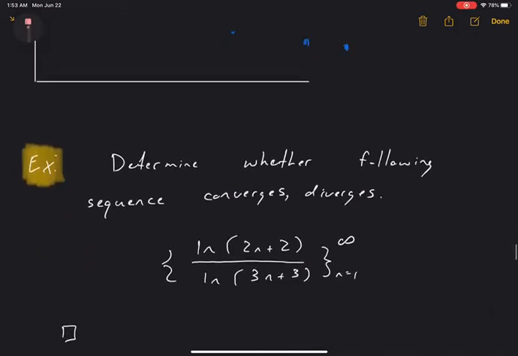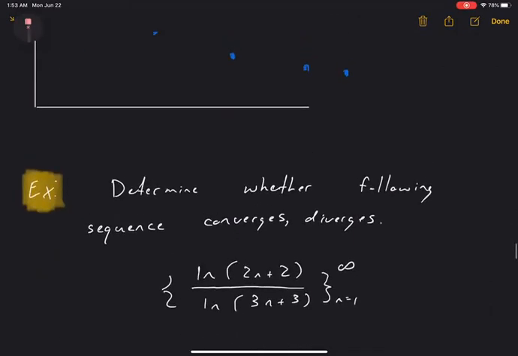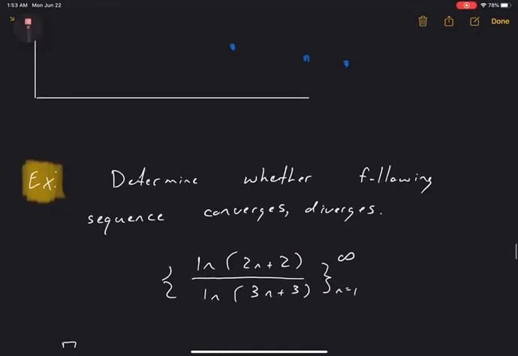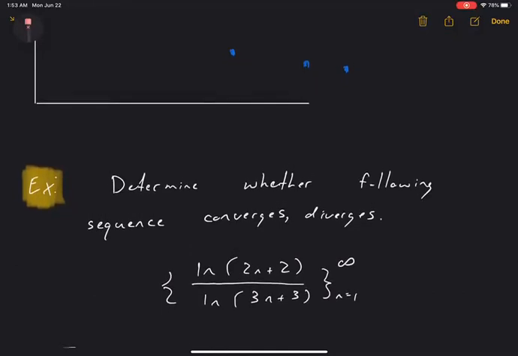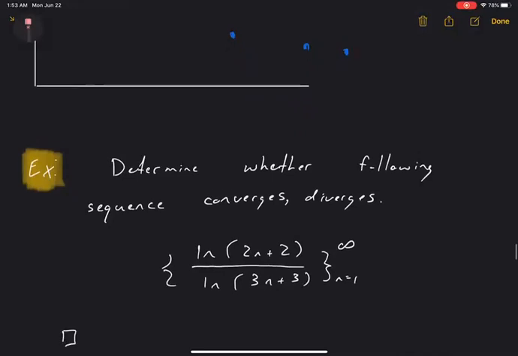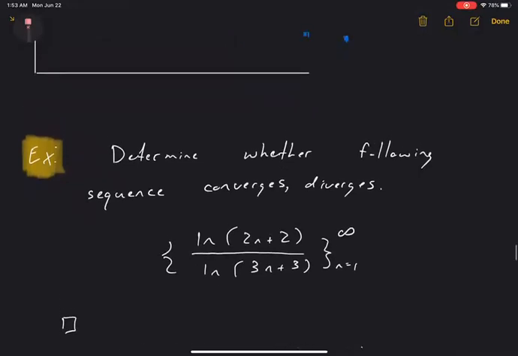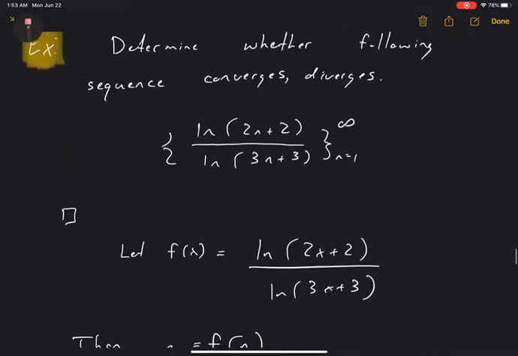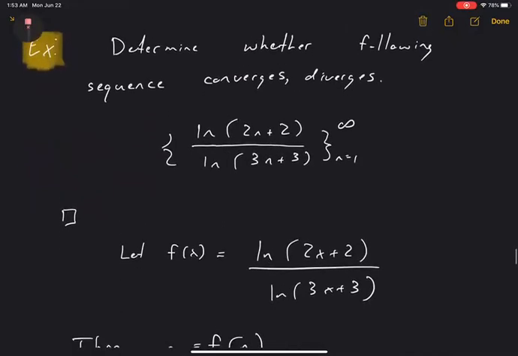So let's determine whether this sequence has a limit or not. Let's determine whether it converges or diverges, which is going to be most of your problems from this section. So this looks really complicated, right? This is a complicated sequence. I don't really have any good tools yet to work with this. But if I turn this into a function of x, what would that look like?